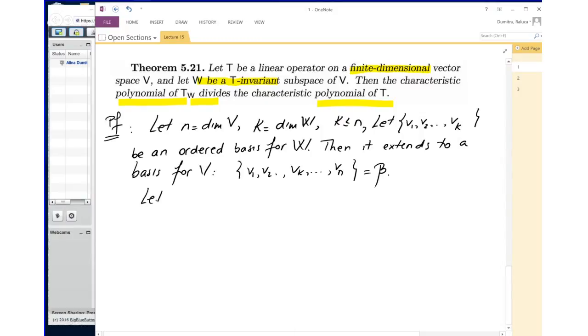Okay. Let's denote by A the matrix of T in the basis beta. Right? We have to prove something about the characteristic polynomial of T, that is the determinant of the matrix of T in some basis, so I need to come up with a basis in order to talk about that. So let A be the matrix of T in this basis beta, and let B be the matrix of the restriction of T to W. Let's call the basis of W gamma. So the restriction is from W to W. Gamma is a basis for W, so it has a matrix. Let's call that B.